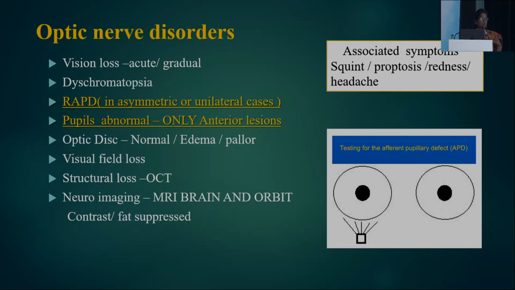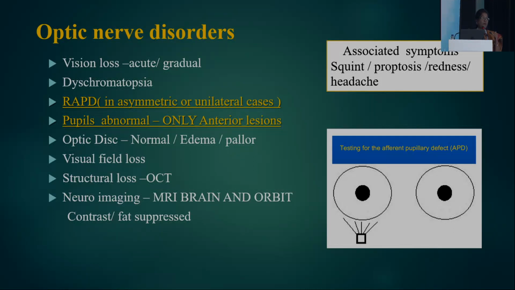The optic nerve function tests include optic nerve vision, color vision, pupillary examination, visual field, and an examination of the fundus, the optic nerve appearance. There are lots of other tools in our armamentarium. OCT is there everywhere. From ophthalmology to neurology, everywhere people talk about OCT. OCT is going to show the structural changes. And then comes the neuroimaging of brain and orbit.